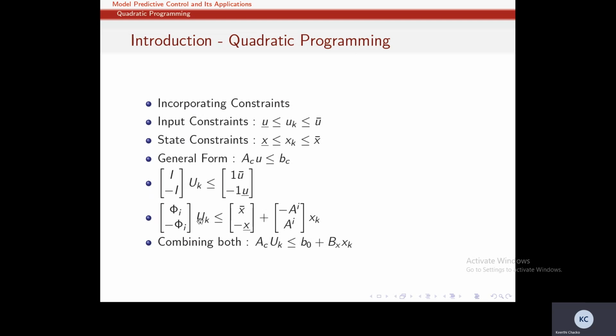Combining both, we have a final form like this: A c U k less than or equal to b 0 plus B k x k. So in terms of the initial state and the control values, which are all the variables, the right side is a fixed value and we have a less-than-or-equal-to constraint.